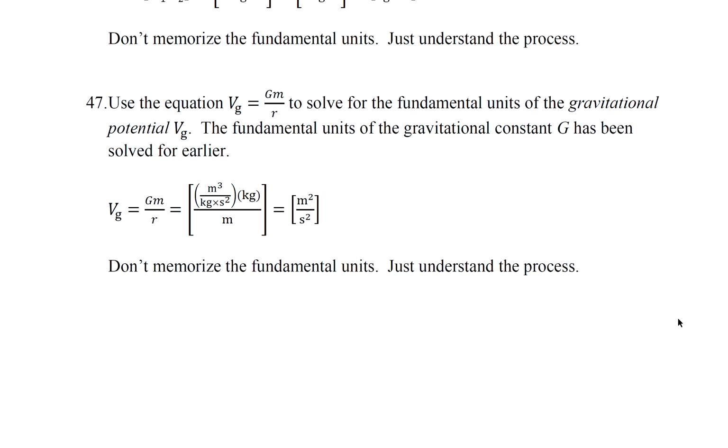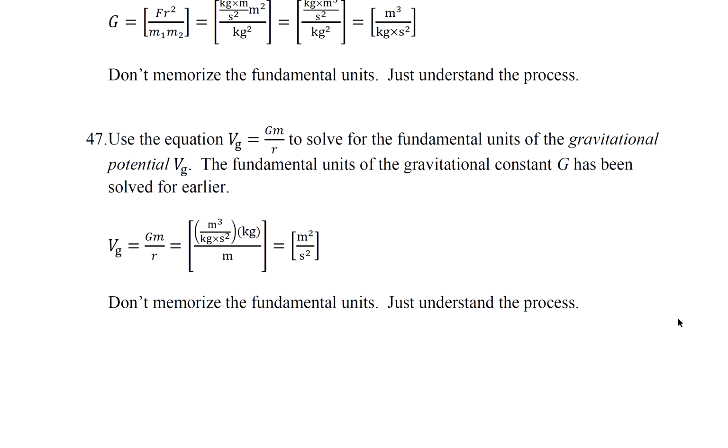Question 47, use the equation V sub G equals G m over r to solve for the fundamental units of the gravitational potential V sub G. So, you plug in the fundamental units and that's the solution we get.